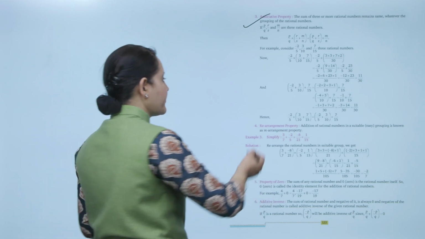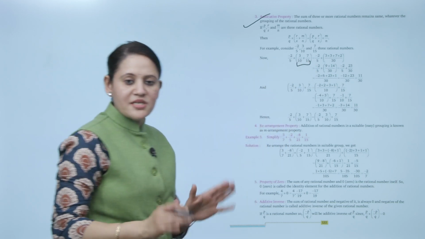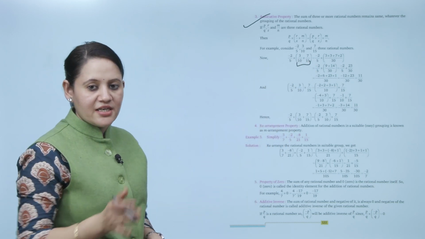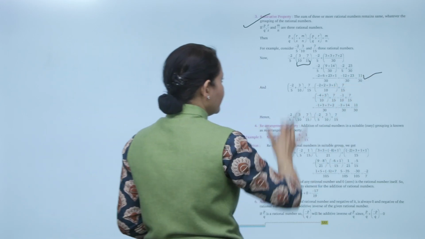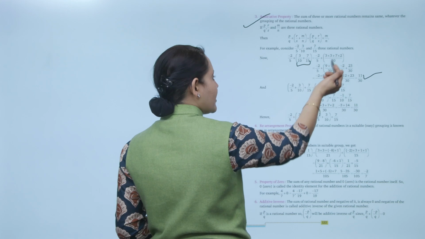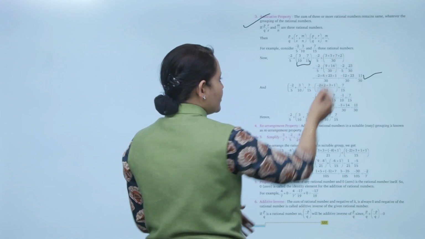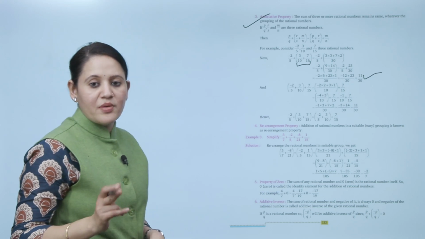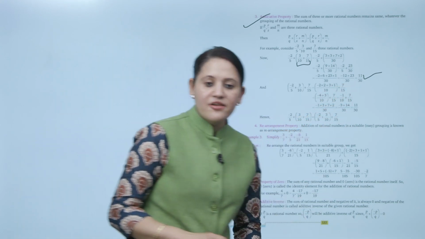So first we do the grouping, like we'll add these two numbers, and to whatever sum comes, we'll add minus 2 by 5. So we'll solve it and we'll get 11 upon 30. First we take the LCM, that is 30, solve it, which equals 23 upon 30. Then we add minus 2 by 5 to it. Again we'll take the LCM and solve. So the answer is 11 upon 30.